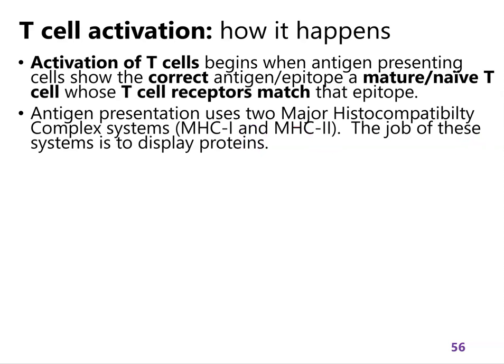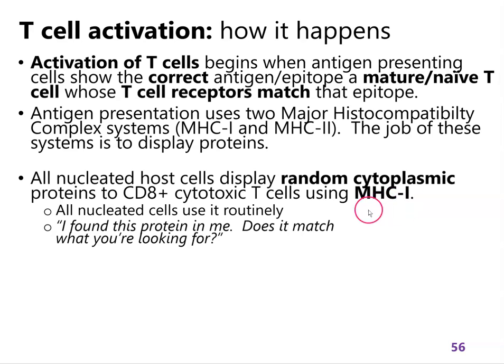Antigen-presenting cells show these antigens. They show T cells their antigens using MHC, or the major histocompatibility complex. There are 2 different systems that we will look at, MHC1 and MHC2, and their job is to display proteins. And the only way a T cell receptor can look at a protein is if it's on MHC.